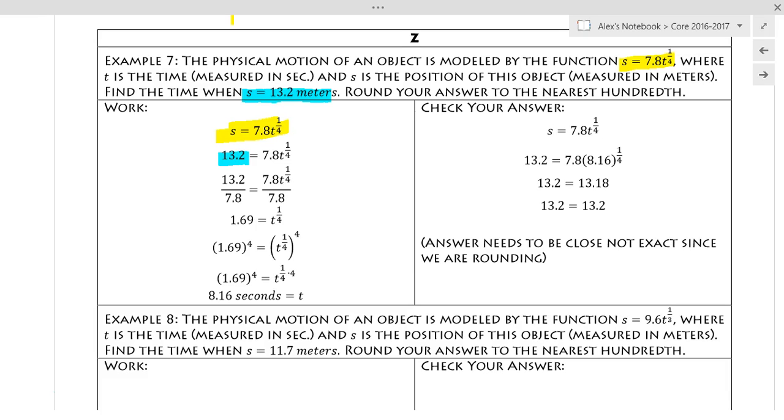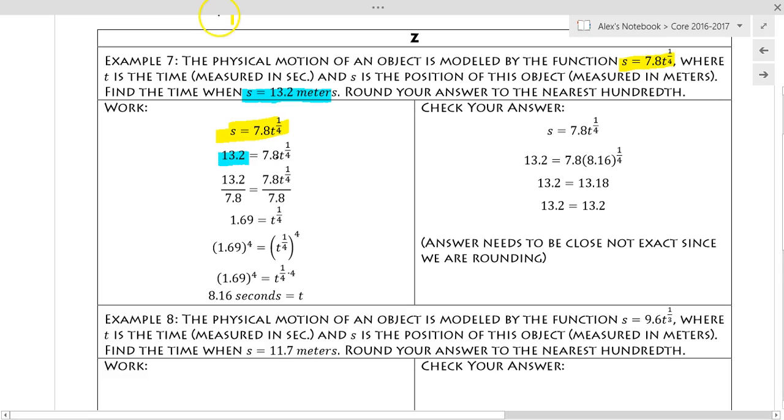Now if you notice, t is my variable, so that's what I'm solving for. It's just like solving for x, no different. So right now, t is being multiplied by 7.8, because when there's no operation, technically there's multiplication between there. So I'm going to divide both sides by 7.8. 13.2 divided by 7.8, that's just from my calculator, and you get 1.69 equals t to the 1/4.